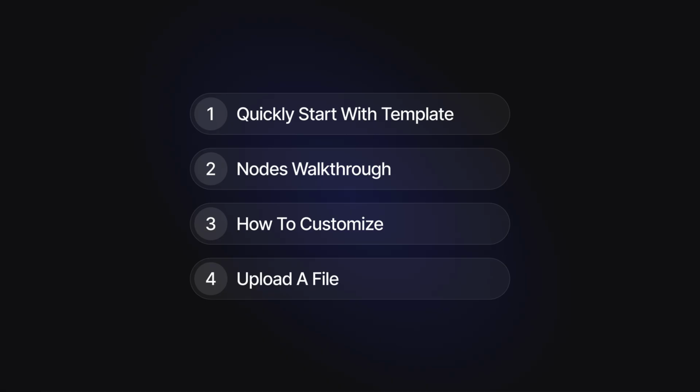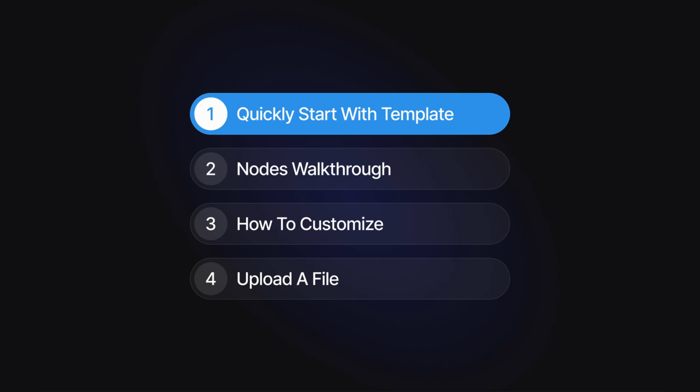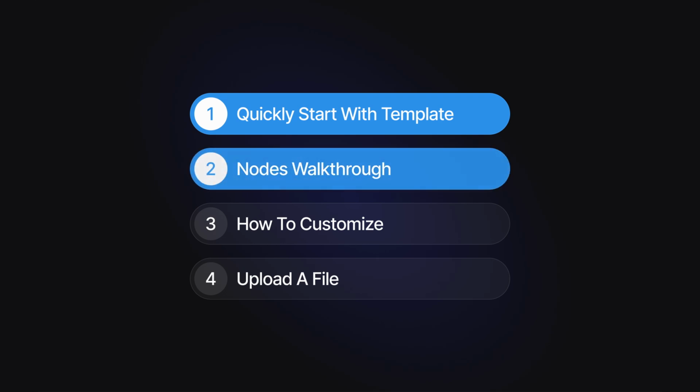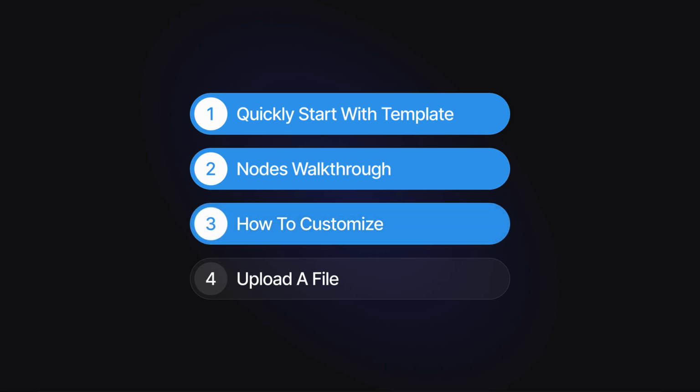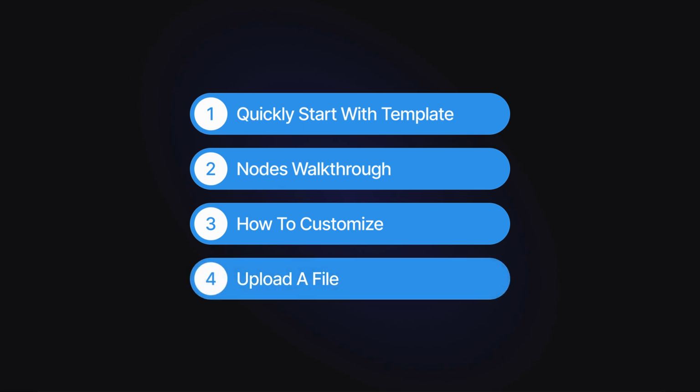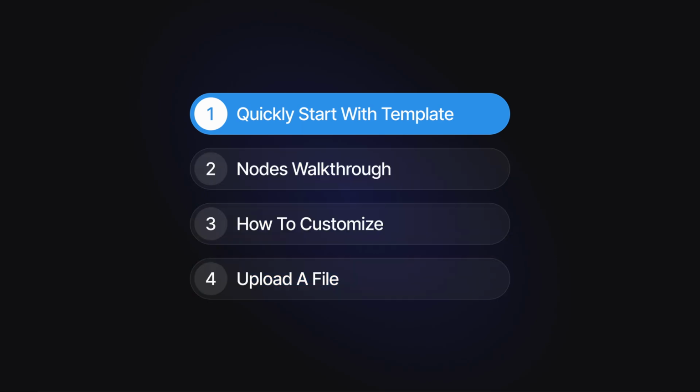For the remainder of this video, we'll look at how you can quickly get started with this exact workflow by using a pre-built BuildShip template. We'll go through all the nodes being used, talk about where and how to customize the workflow to work with your own CSV file for your own requirements. And then lastly, we'll show the steps to submitting a file to the workflow.